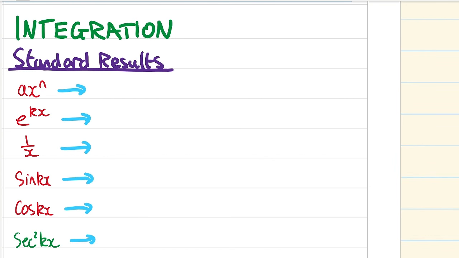Speaking of integration, here we are. The standard result for integrating a polynomial, of course, is that we up the power by 1 and then we divide by the new power. E to the x differentiates to itself and it integrates to itself. But we take the input and we do 1 over the derivative of the input. Like so. 1 over x integrates to ln x. Oops, don't forget plus c.